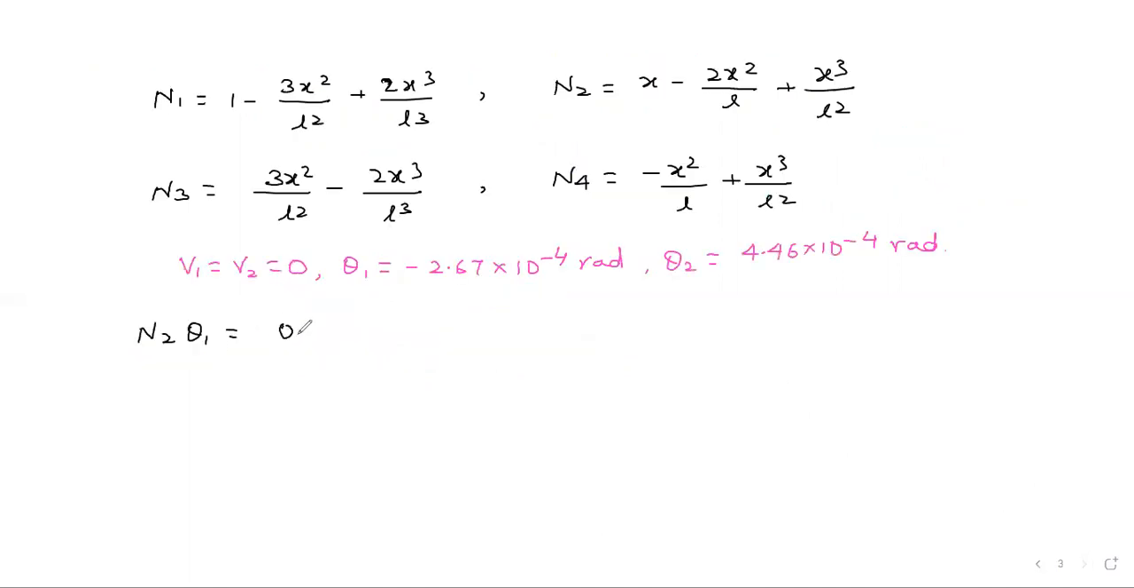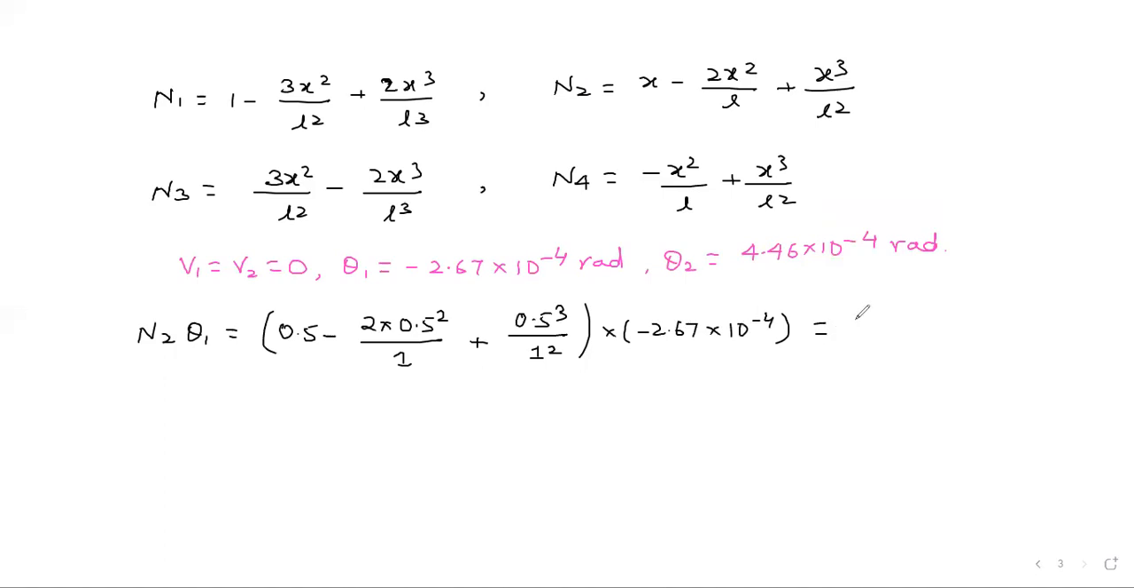So N2 theta 1 is 0.5 minus 2 into 0.5 square upon L. L is 1, right? Plus 0.5 cube upon L square, 1 square is 1 only, into theta 1. Theta 1 value we have already calculated, that is minus 2.67 into 10 to the power minus 4. Once you calculate this, you end up with the value minus 3.338 into 10 to the power minus 5.